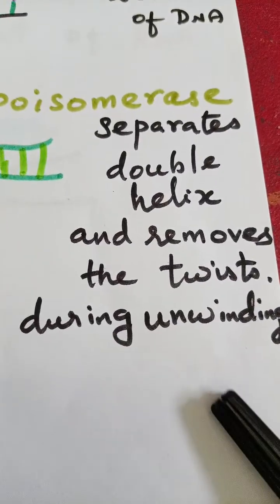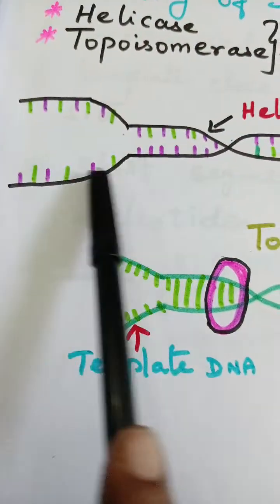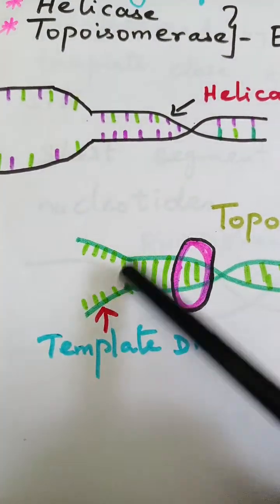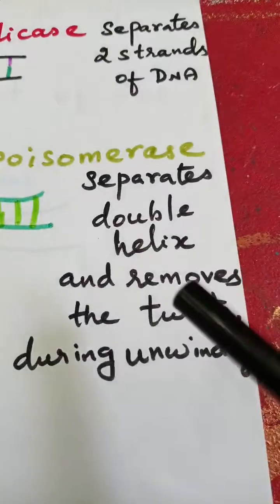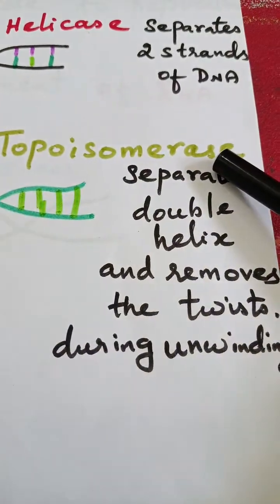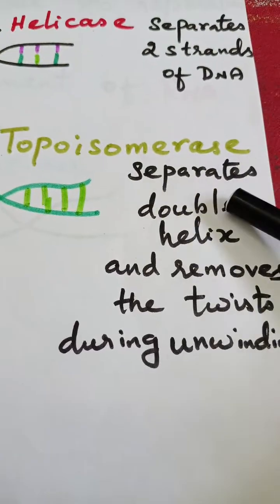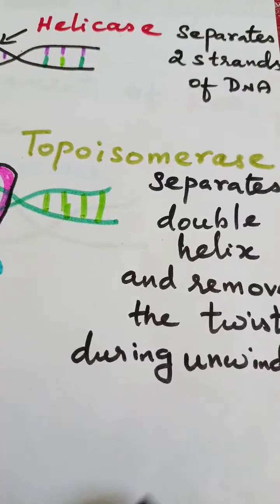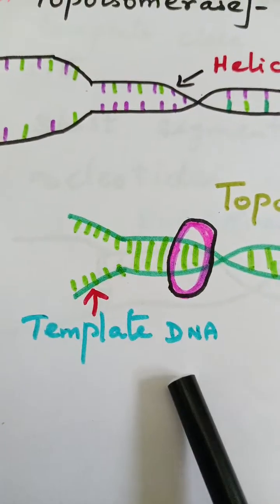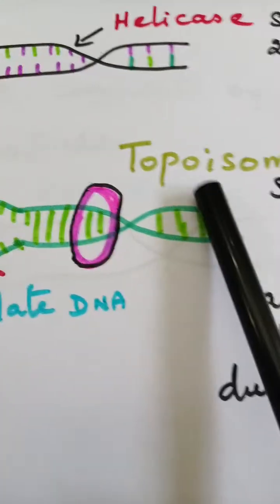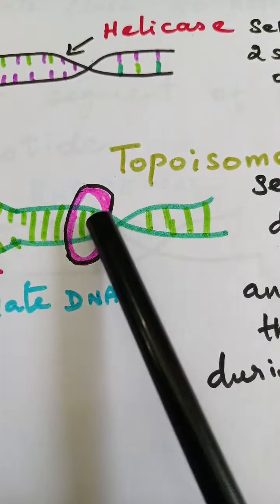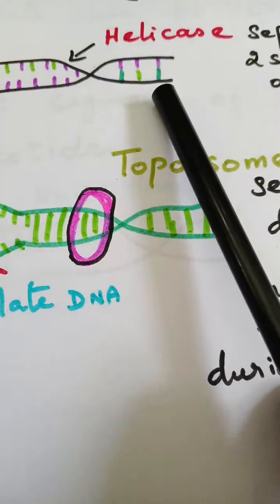during the unwinding process. So when it is going to unwind, there will be a twist. We already saw that helical structure, there will be a twist in between them. So that twist will be removed by the topoisomerase. The topoisomerase will separate the double helix and remove the twist during the separation of the strands. Is that clear? So if you see here, I have chosen that this is the replication fork, and here the topoisomerase will come and play its role after the helicase.